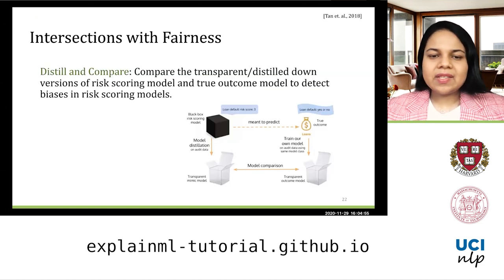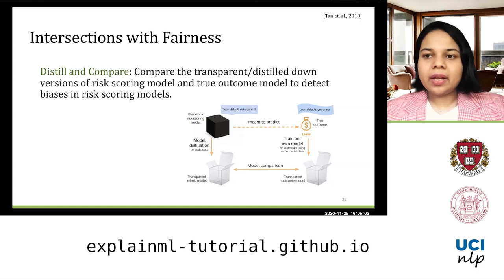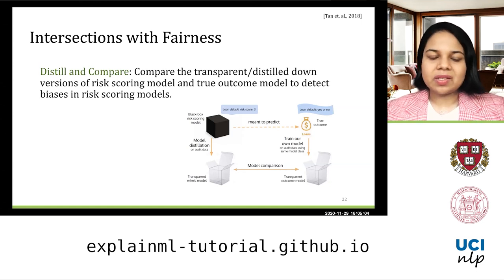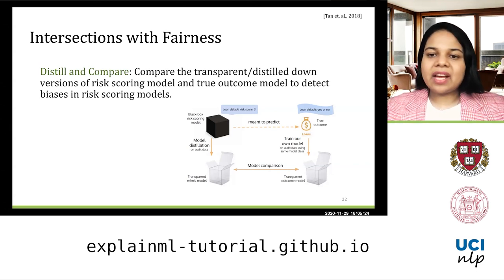To this end, let's explore one of the approaches which has been proposed, which uses explainability to detect biases. There's an approach called distill and compare, where the idea is to compare the transparent distilled down versions of a given black box risk scoring model and the true outcome model to detect biases in risk scoring models. So basically, you have a black box model, you approximate that using a transparent and simpler model.